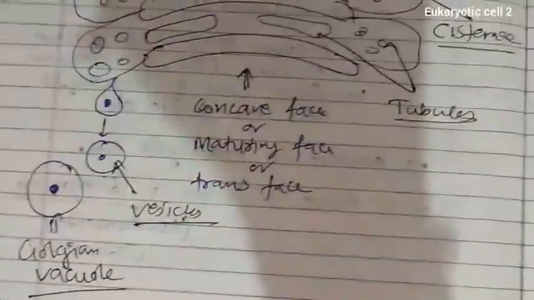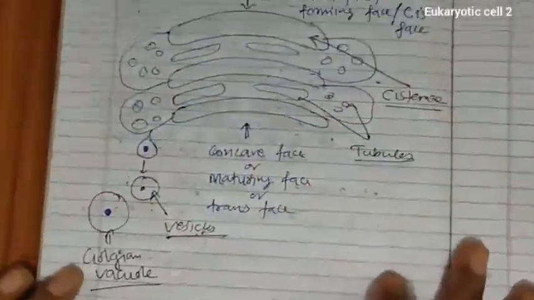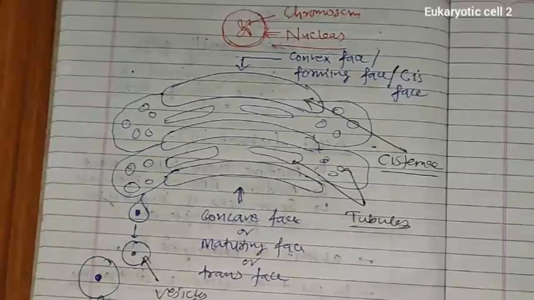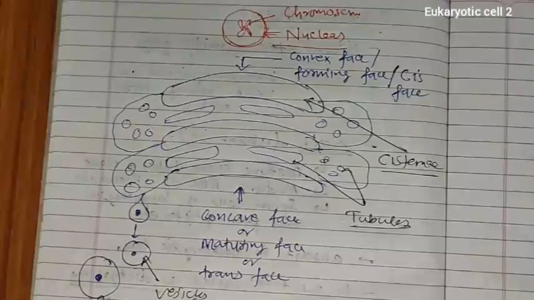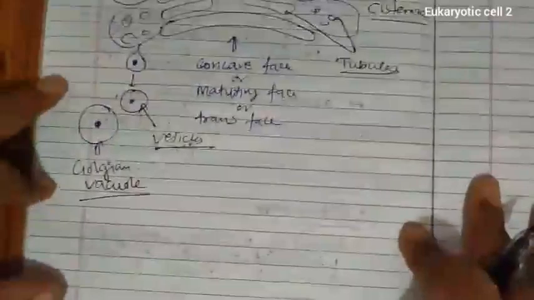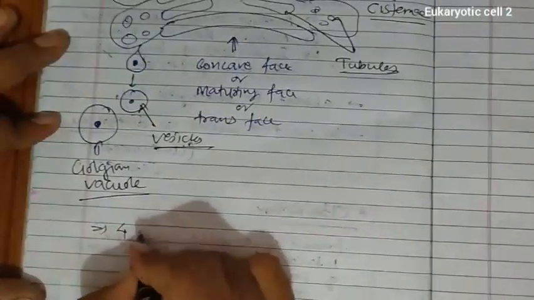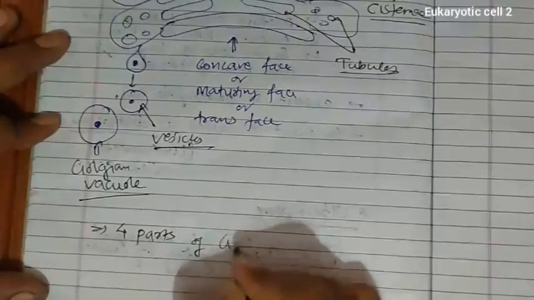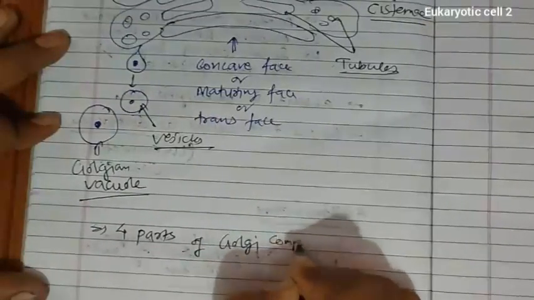So please look at the diagram properly so you can understand how this is present. Remember the convex face is towards the nucleus and the maturing face or concave face is towards the plasma membrane, and it is composed of four structures: cisternae, tubules, vesicle and Golgian vacuole. So there are four parts or components of Golgi complex, and we will deal with them one by one.